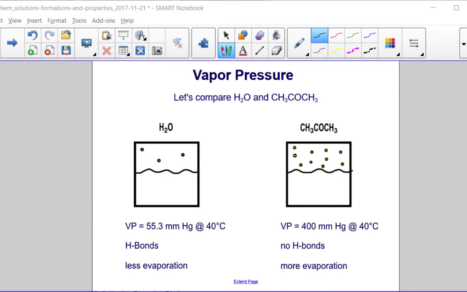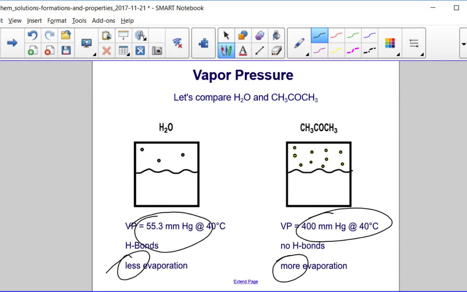Okay, so let's just compare two different samples of liquids. H2O on the left, CH3COCH3 on the right. So H2O, water, has very strong intermolecular forces in the hydrogen bonds. And so they interact strongly with each other in the liquid phase. The other liquid, CH3COCH3, does not have hydrogen bonds, so it has weaker intermolecular forces. Because those intermolecular forces are weaker, the liquid is more readily able to become a gas or more able to evaporate. And the more evaporation that occurs, the higher the vapor pressure. So here water has less evaporation and therefore a lower vapor pressure.